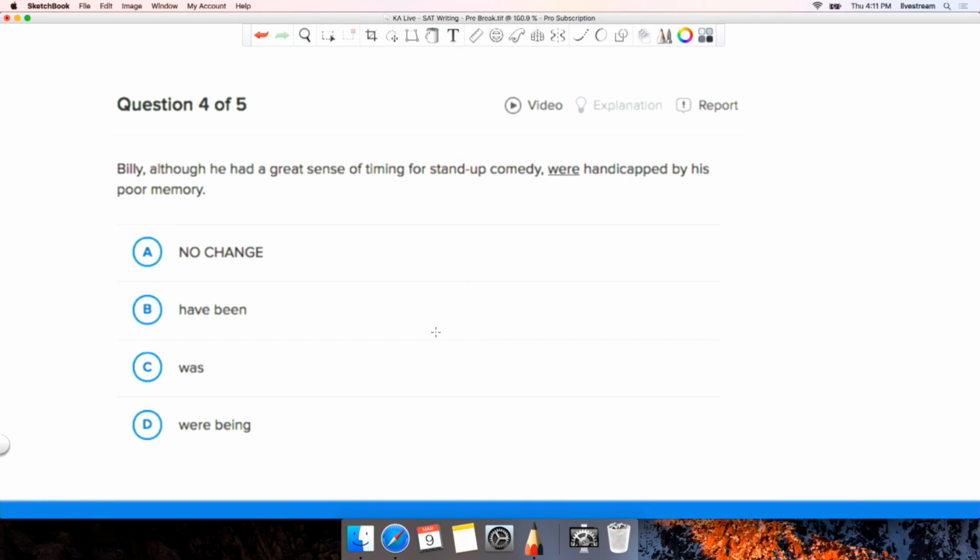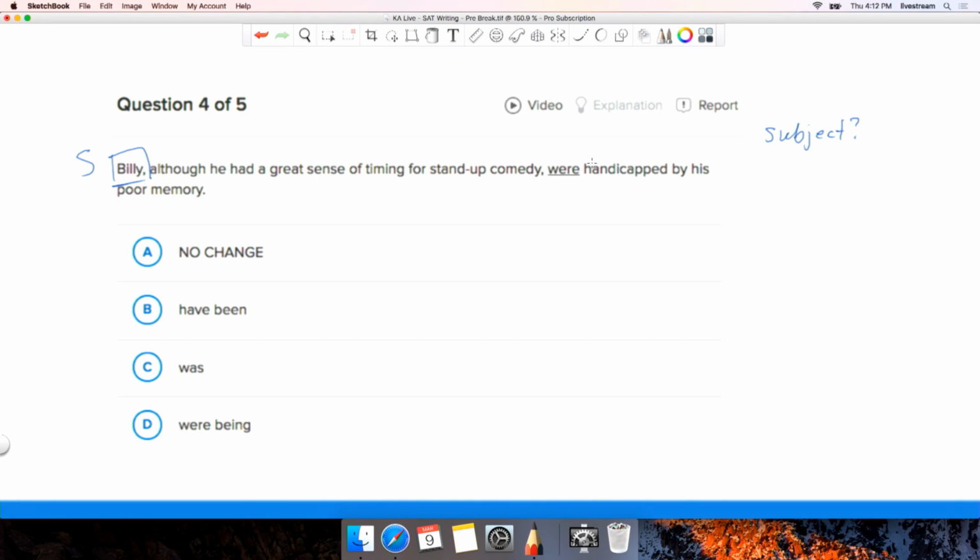What I want to do here is read the sentence and underline it before I go any further. So: Billy, although he had a great sense of timing for stand-up comedy, were handicapped by his poor memory. Again, what I want to do here is find the subject. Where is the subject? What or who is doing the action in this case? It's going to be Billy over here, so that's the subject. Then I want to look at the verb here, so that's were.